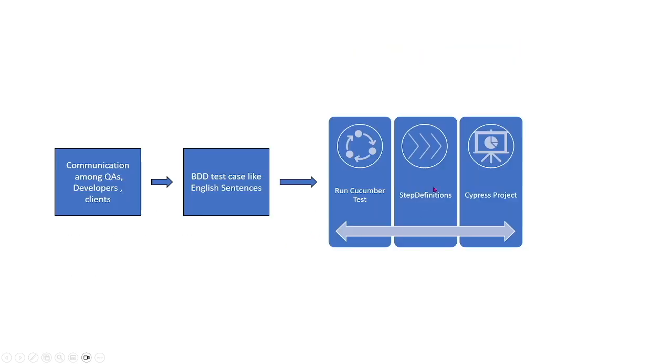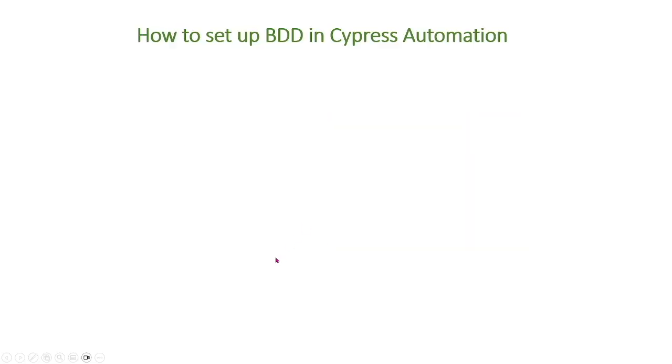Here is a flowchart on how this usually works. Usually we have some communication among QAs, developers, and clients, and then we create BDD test cases that are written similar to English sentences. And then we run our Cucumber test, step definitions, and our Cypress project.